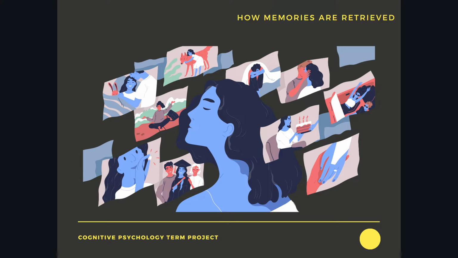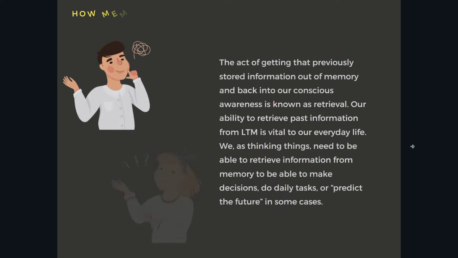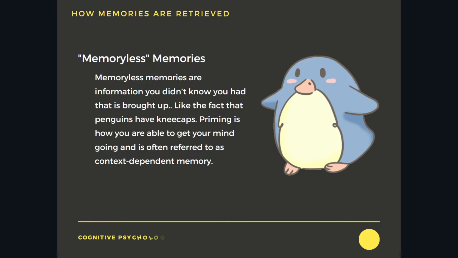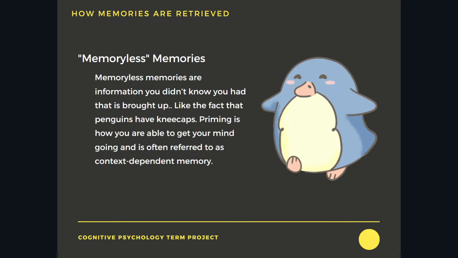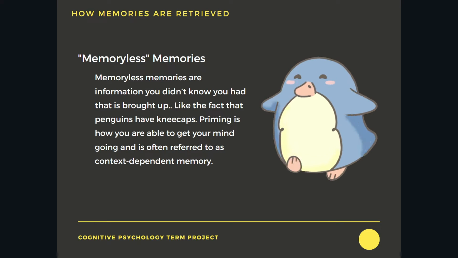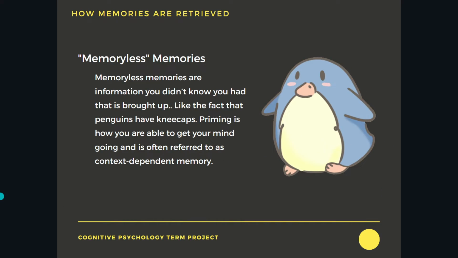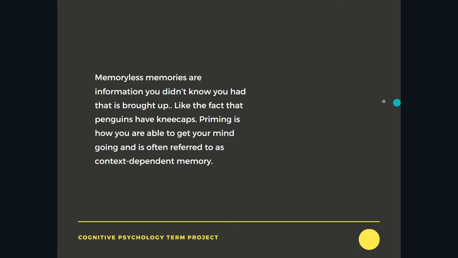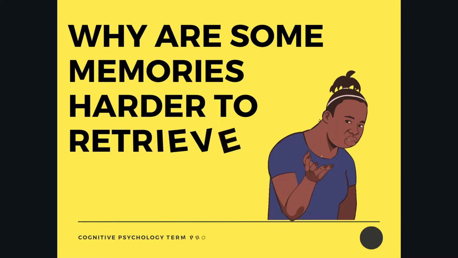This type of activating association non-consciously is called priming, or memoryless memories. So, memoryless memories are information you didn't know you had that is brought up, like the fact that, did you know that penguins have kneecaps? Completely useless information, but it's something that I just happen to know and will bring up. So, priming is how you are able to get your mind going and is often referred to as a context dependent memory. So, why are some memories harder to retrieve?